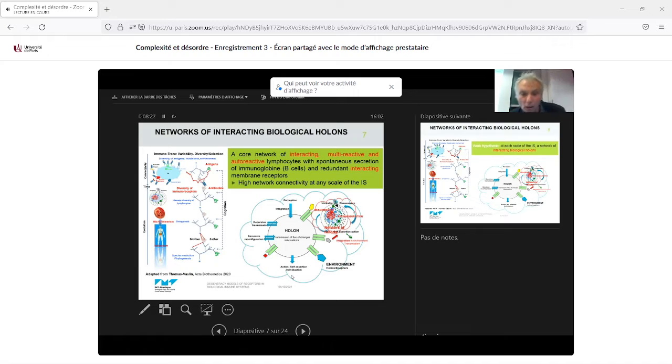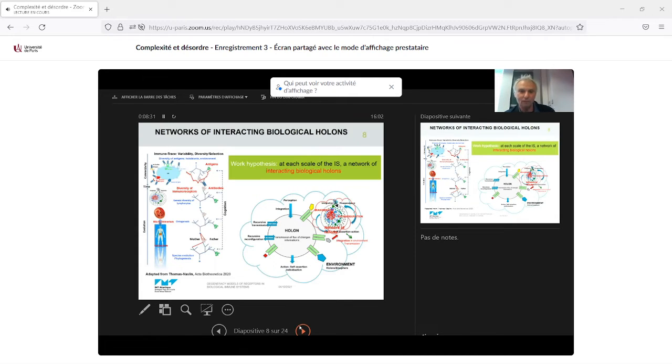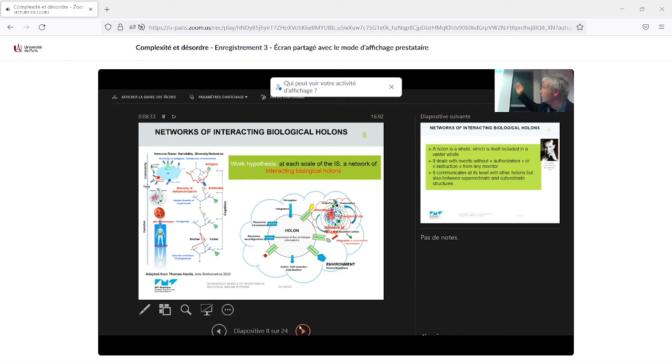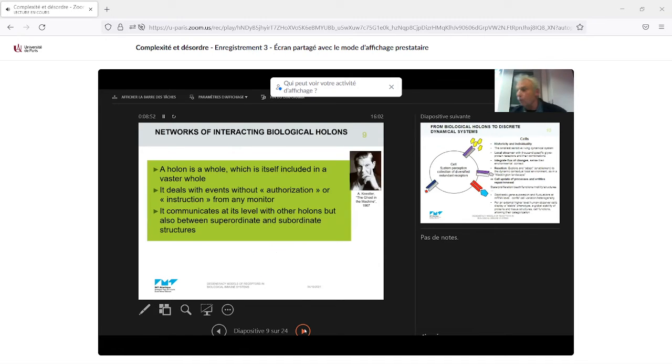And so our work hypothesis is that at each scale of the immune system, we have to deal with a network of interacting biological how longs. So in this sequel, I'll say how long. I'll drop biological to alleviate the terminology. So this is our work hypothesis. But so what is a how long, in fact?